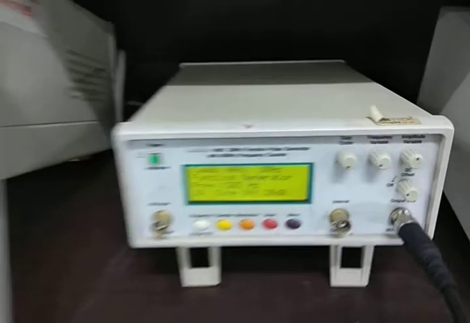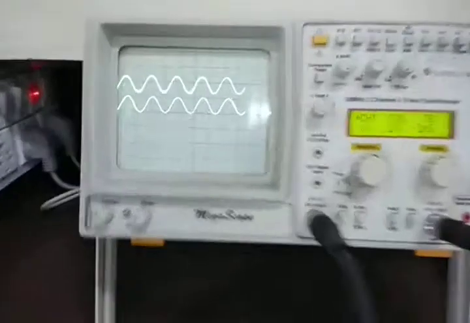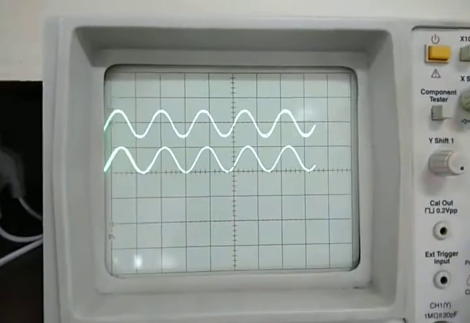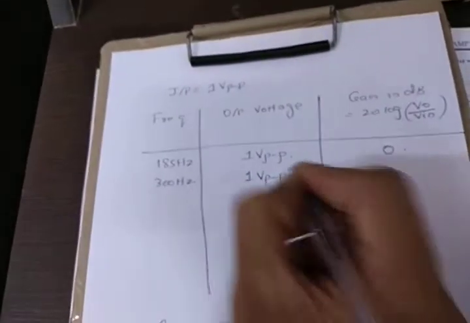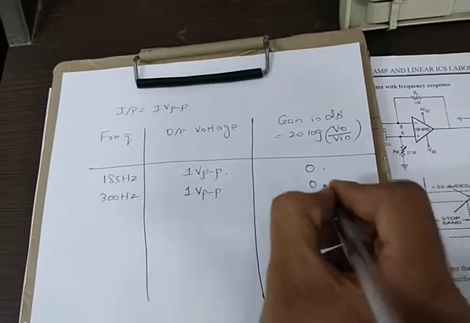So it is around 300. So for 300 Hz also the output voltage is remaining 1 volt peak to peak. You can see here it is remaining 1 volt peak to peak. So write it down. It is 1 volt peak to peak. So again gain will be 1 and 20 log V0 by Vin in dB, that will be 0.